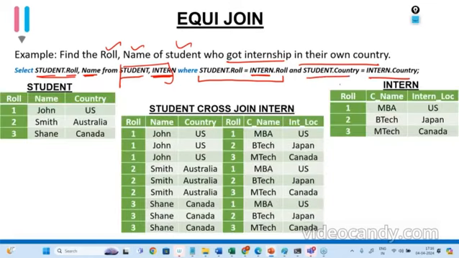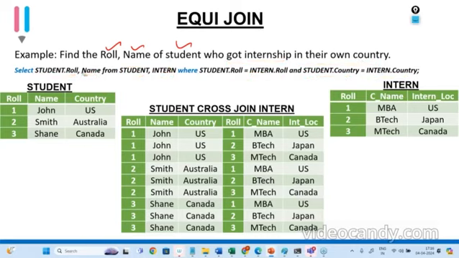So when you apply this query, first of all, as I told you, please make a note of how a query executes. First of all, the query executes FROM. So FROM is where we do the Cartesian product. So first of all, the Cartesian product takes place. Then the WHERE condition: student.roll is equal to intern.roll, yes. Student country equal to intern country, yes. So this is selected.